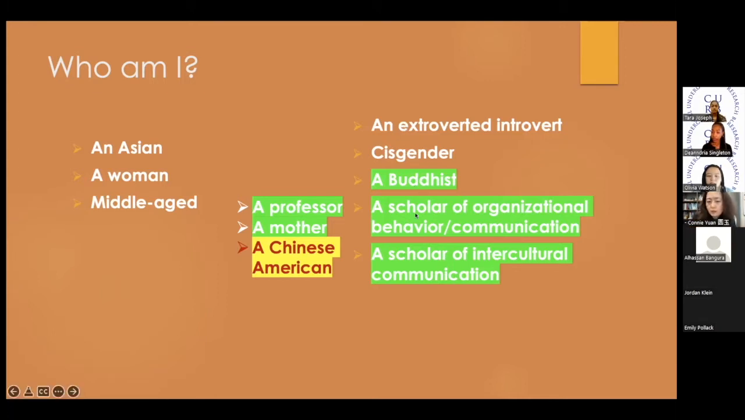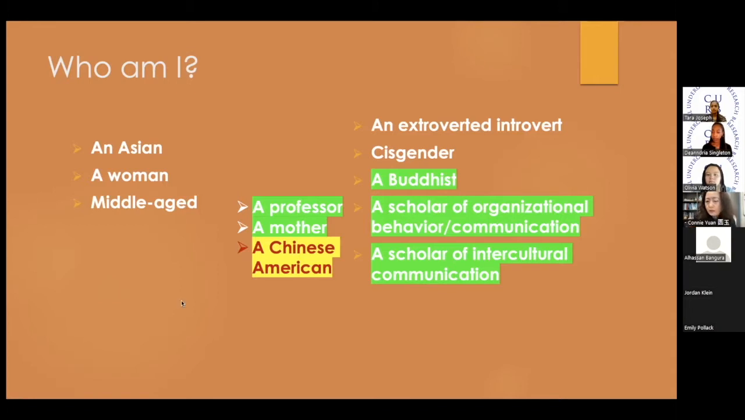I also have some in different highlights. This is another dimension to talk about identity. The ones that don't have a highlight are more inherited traits that define who we are, and the other ones are acquired identities. I was not a Buddhist when I first came to the US, and I am a very dedicated Buddhist right now. Organizational communication scholar is a trait that I was not born with, but acquired through professional training. Professor, mother, all these are not inherited traits, but acquired.